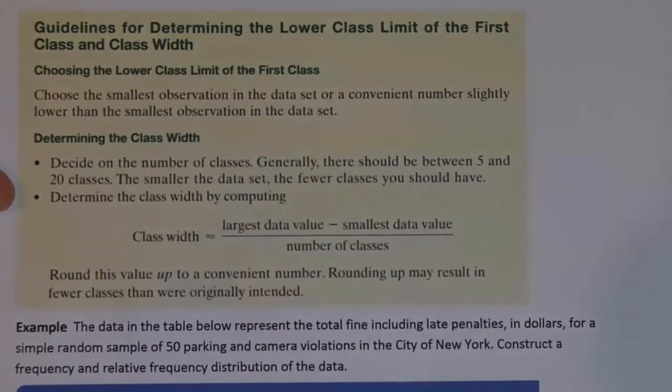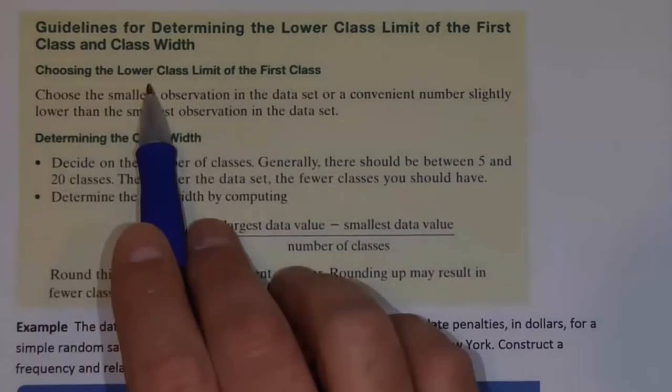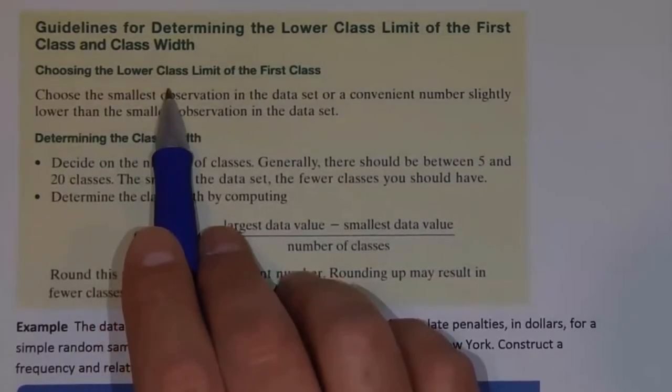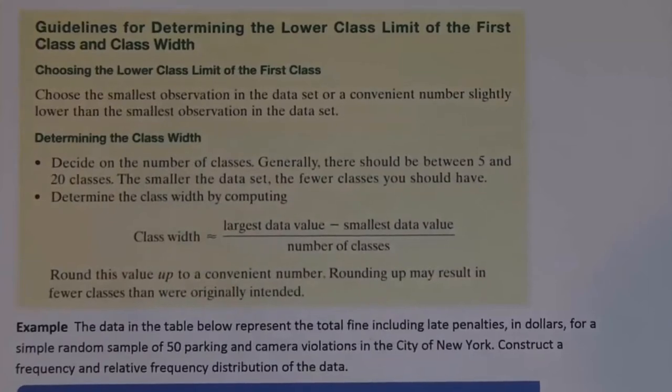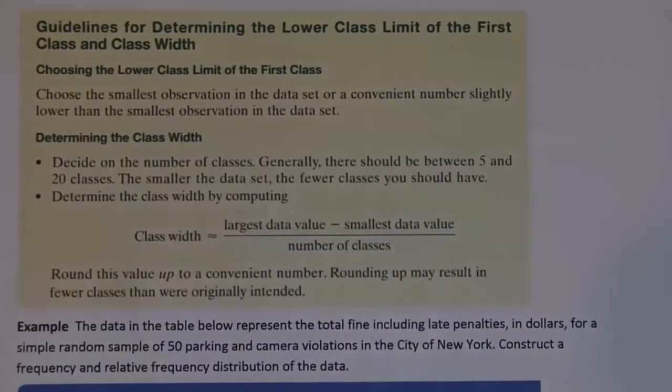Well, you choose that by looking at your data and finding the smallest data value in your data. Now, the lower class limit of the first class should be either that smallest data value or a convenient number a little bit smaller than it. So that's what we're going to use as our technique: either use the smallest data value as the lower limit of the first class or a convenient number that's just a little bit smaller than it.